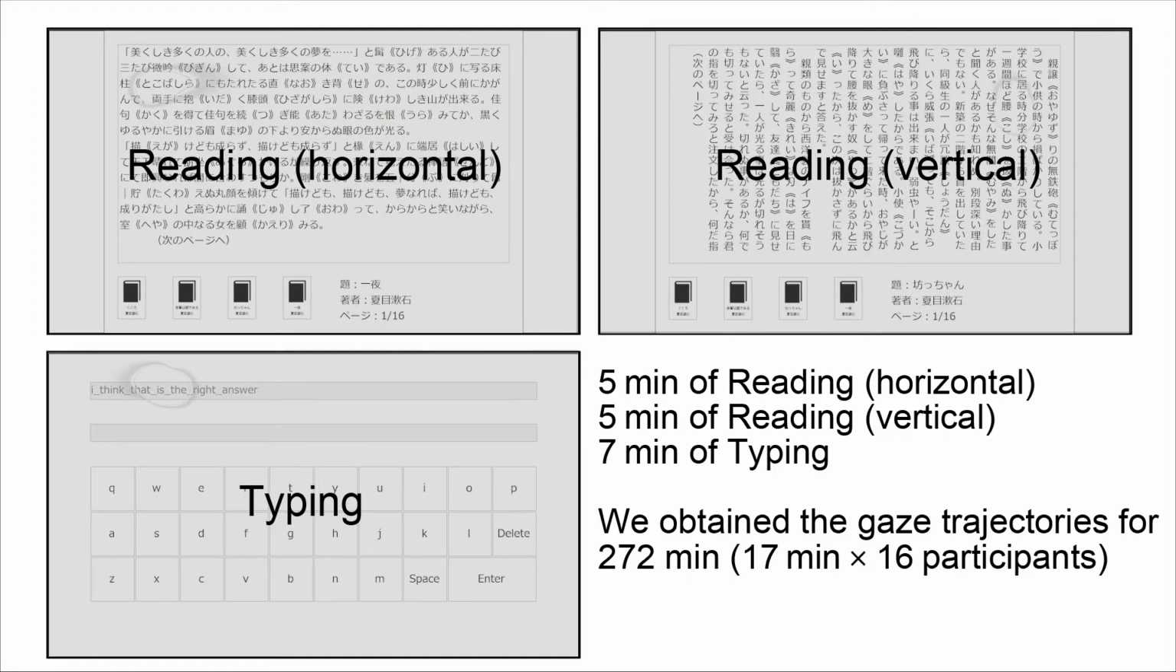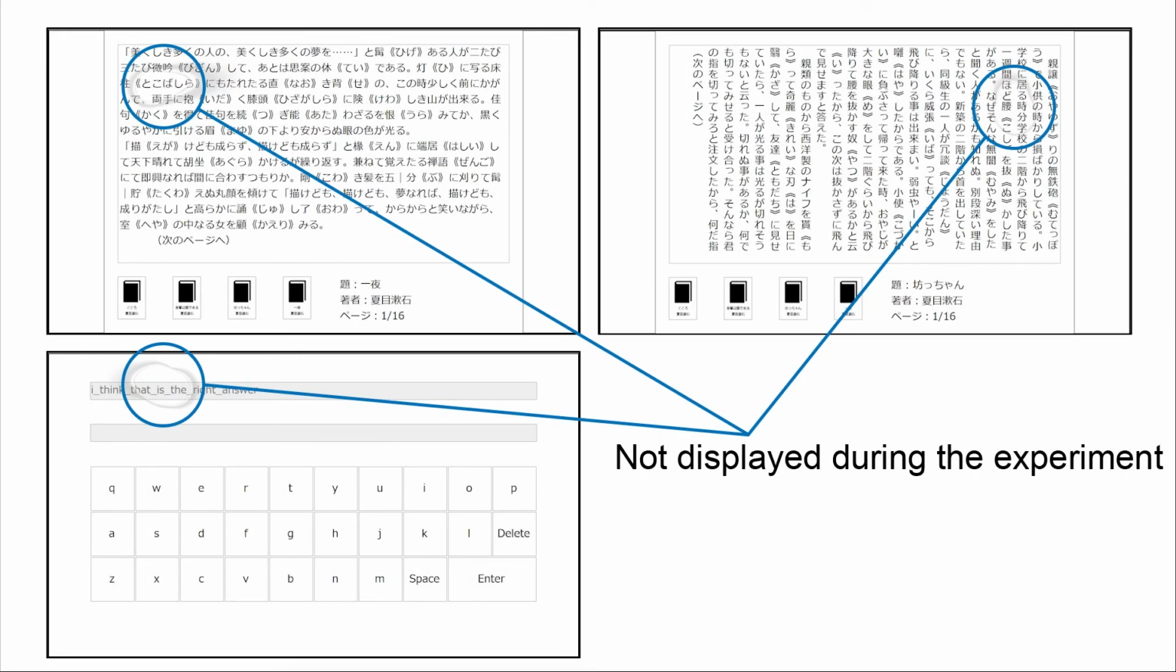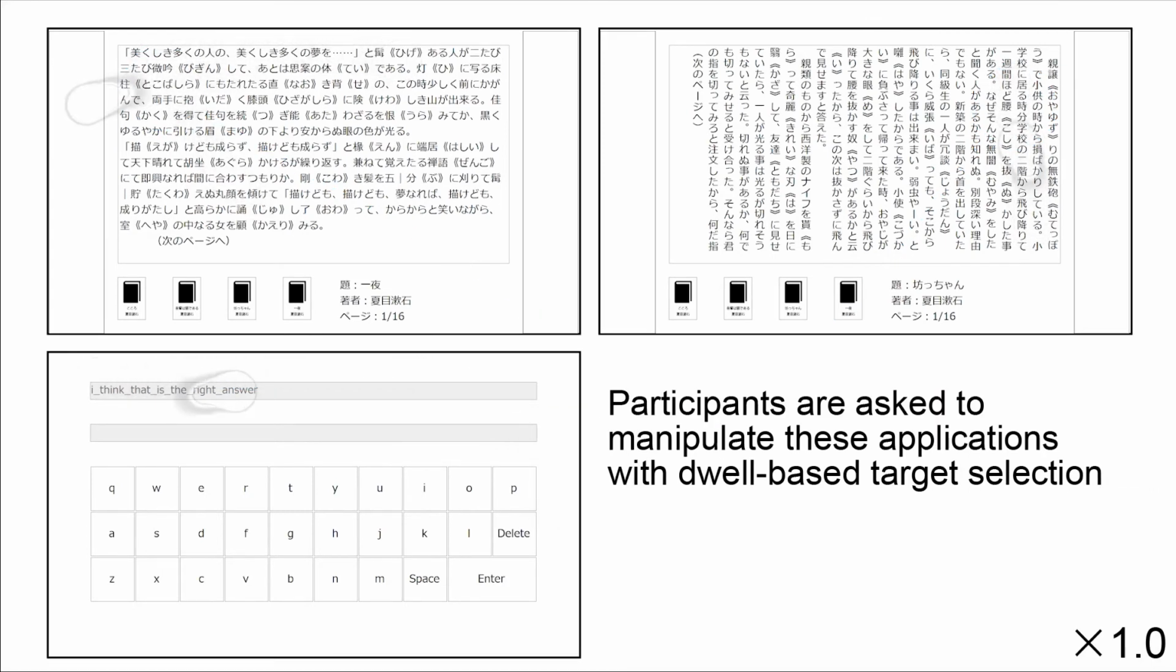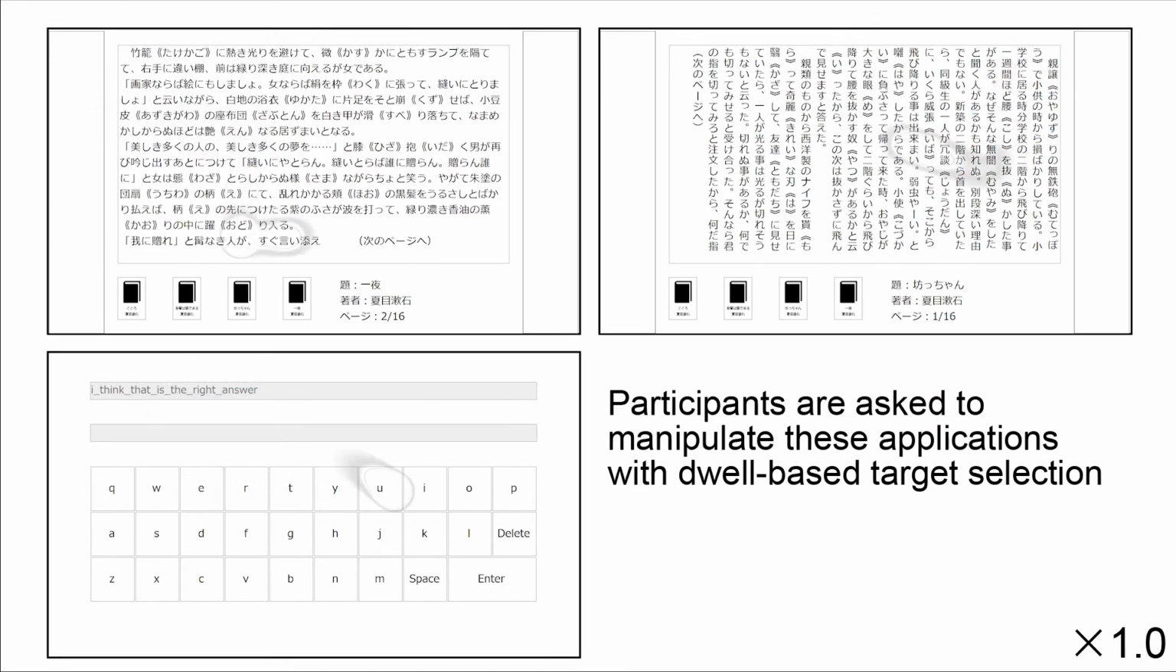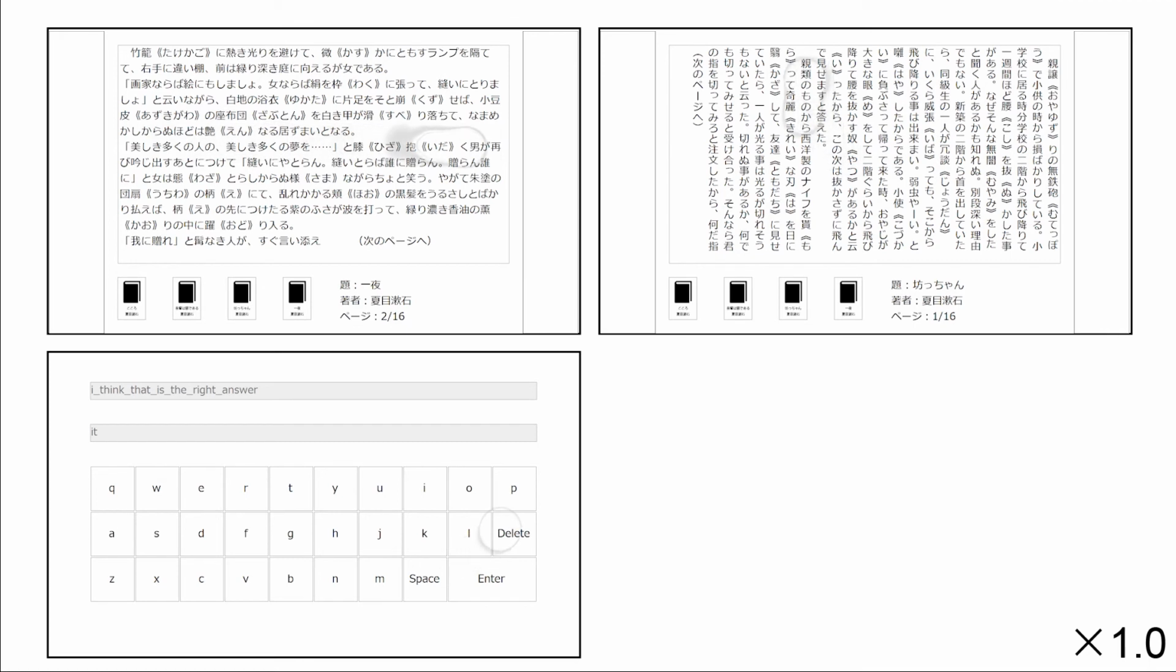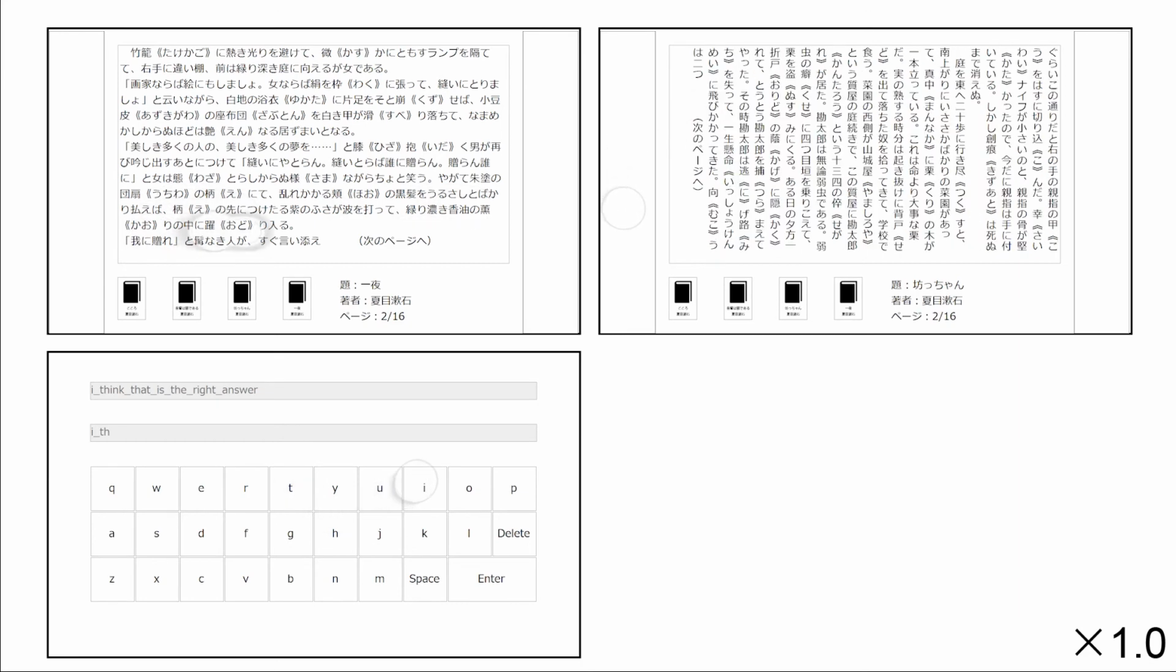To determine these parameters, we conducted an experiment. During the experiment, the participants were asked to perform 3 tasks. In total, we obtained the participants' gaze trajectories for 272 minutes of gaze-based manipulation. During the task, the participants manipulated the applications using a dwell-based target selection. Using the gaze trajectories, we determined the parameters through a simulation. As a result, we derived the combination of parameters which achieves 0 unintentional command activation.